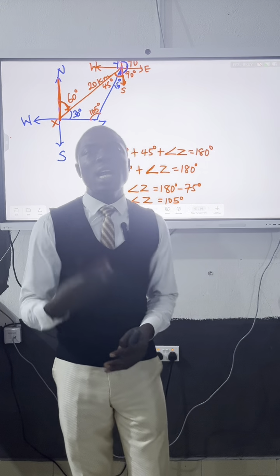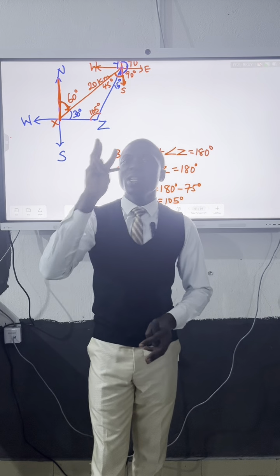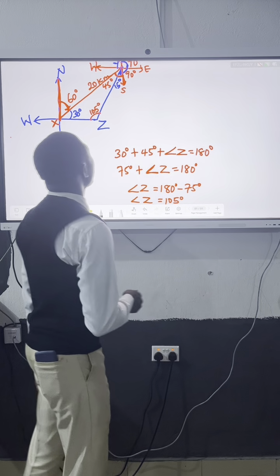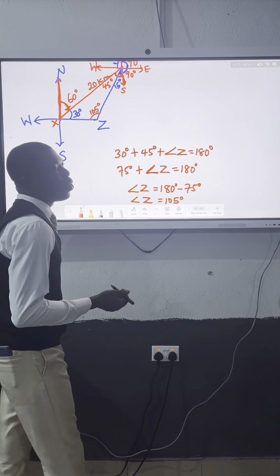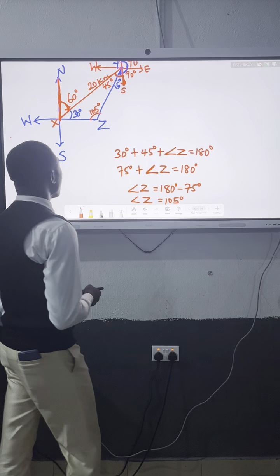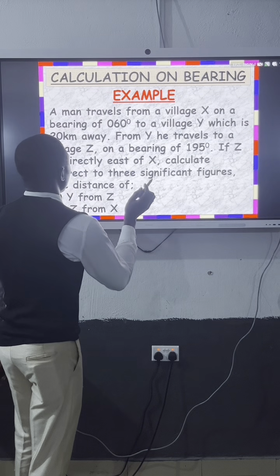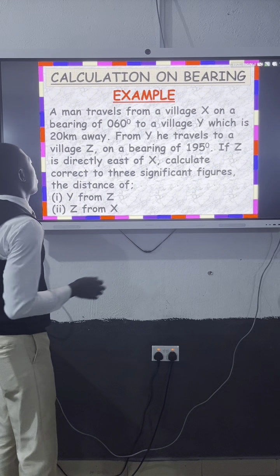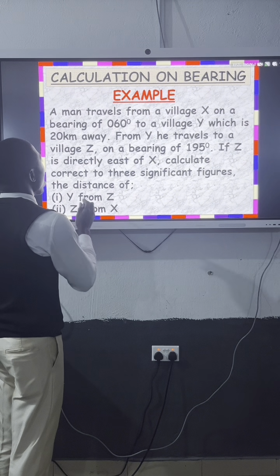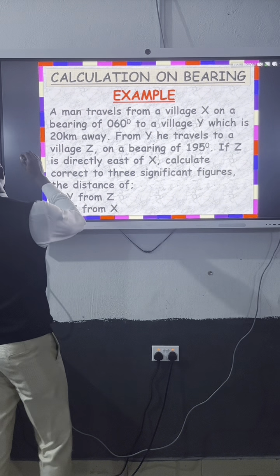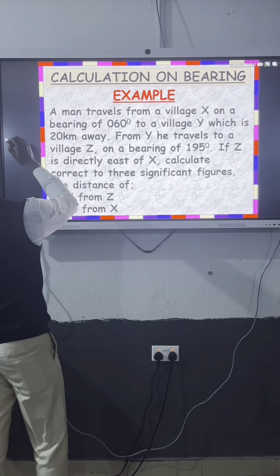Now, we have the three angles in the triangle. We have gotten the three angles in the triangle. Now, they are asking us to get some things done. We're told to calculate, correct to three significant figures, the distance of y from z. That's the first part of the question, y from z.